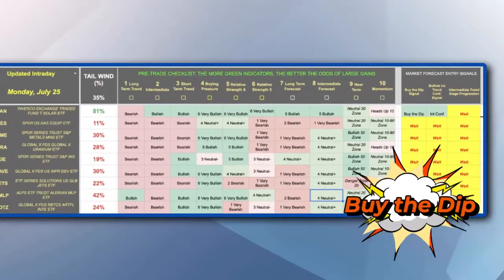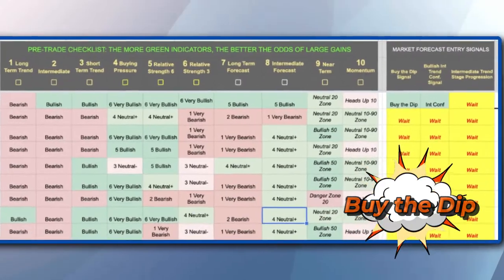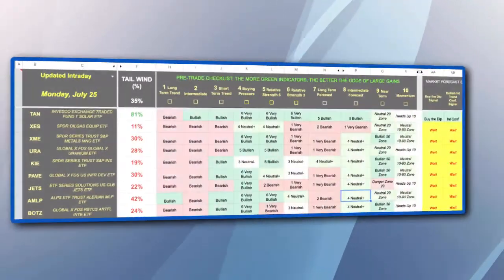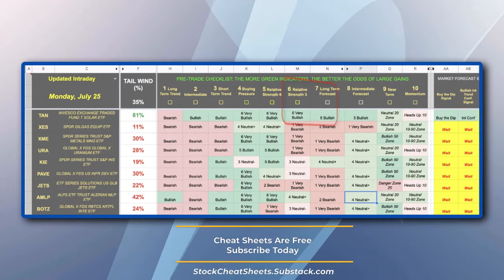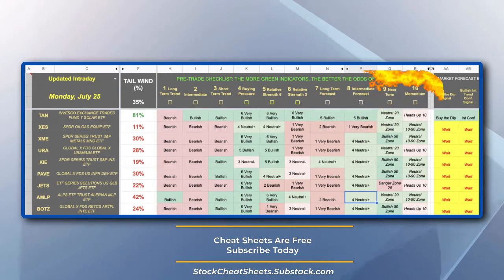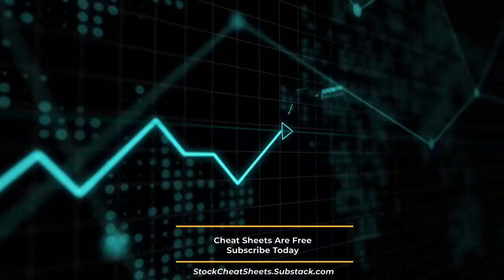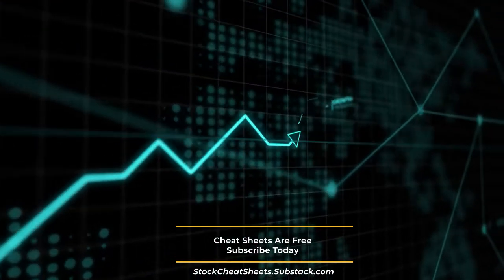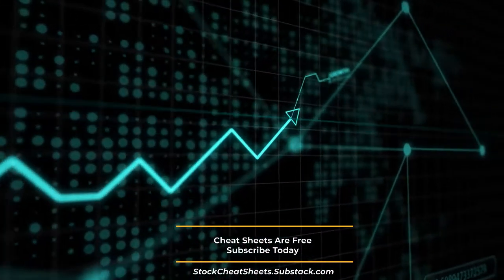Buy the dip is a cheat sheet trade entry signal used in trending and recovering markets. It's based on the interaction of the last 4 items that you see in our pre-trade checklist, which comprise the multi-time frame market forecast indicator. In the big picture, stocks are making an inconsequential 2 to 5 day pullback in the context of an overall bullish intermediate uptrend.